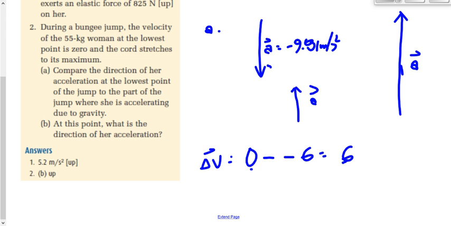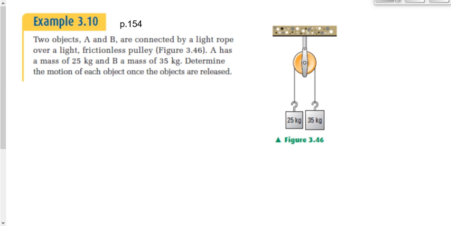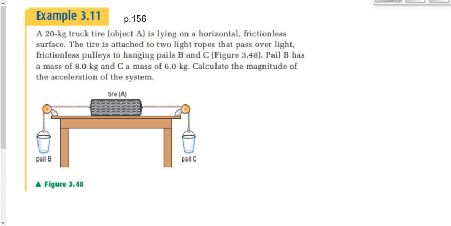All right, let's try another one. Ooh, this one looks kind of... Actually, let's not do this one. Let's go straight to the harder one on page 156, 3.11. It says a 20 kilogram truck tire, let's label that right here. Everything else seems to be labeled on the diagram. Is lying on a horizontal frictionless surface.